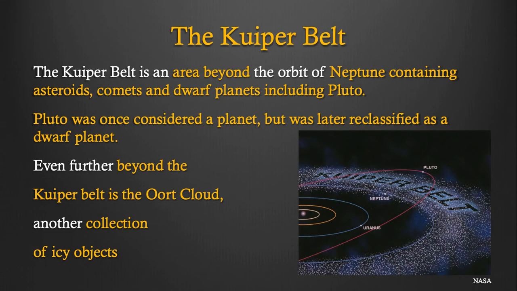So the Kuiper belt is an area beyond the orbit of Neptune, containing asteroids, comets, and dwarf planets, including Pluto. Pluto was once considered a planet, but it was later reclassified as a dwarf planet. You see, what happened was they found several other Pluto-sized objects, and they either had to make them all planets or demote Pluto, and they decided to demote Pluto, so don't feel bad. It's still very important. Even further beyond the Kuiper belt is the Oort cloud, which is another collection of icy objects in the outer parts of the solar system.